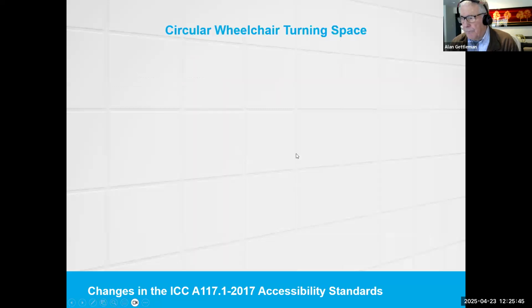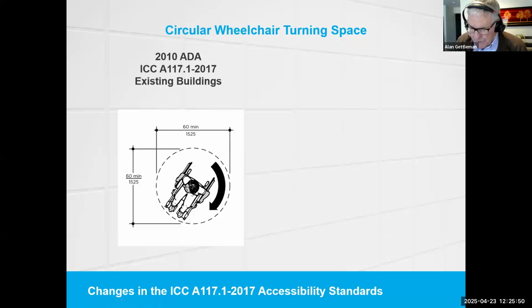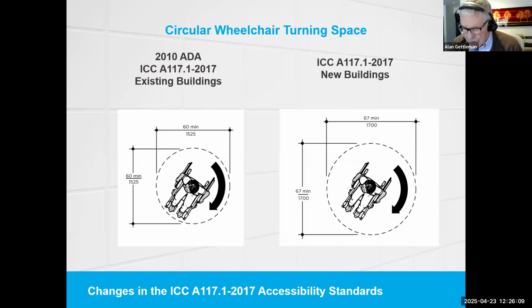Now, this larger wheelchair impacts the circular turning space, which allows a person in a wheelchair to make a 360 degree or 180 degree turn. In the ADA and the 2017 standards for existing buildings, there is no change. It's a 60 inch minimum wheelchair turning diameter. But in the 2017 ICC standards for new buildings, it now requires a circular space increased to 67 inches minimum diameter.